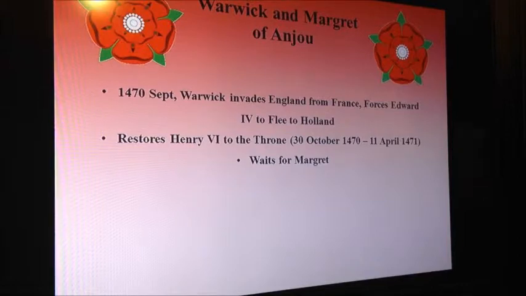So in September of 1470, Warwick invades England from France. He forces out Edward IV, who flees to Holland. Now Warwick went first, and Margaret of Anjou was supposed to follow him later on, but the weather wasn't very good for sailing across the English Channel from France into England. Warwick restores Henry VI to the throne, and this lasts for less than a year.